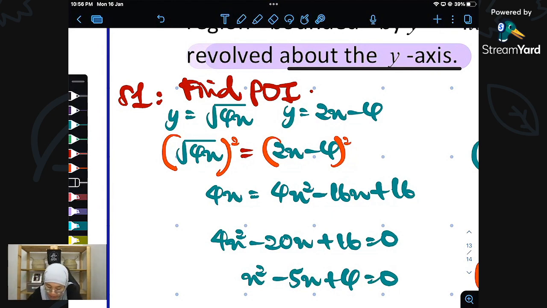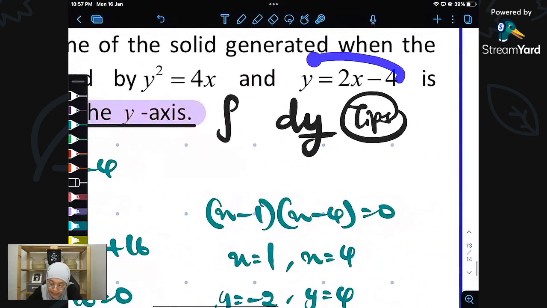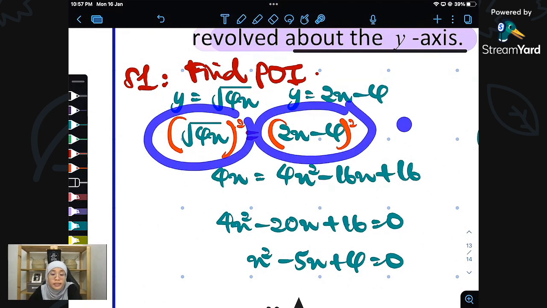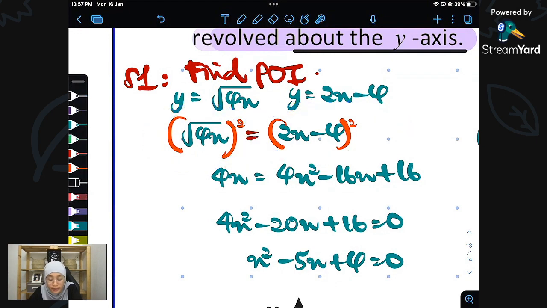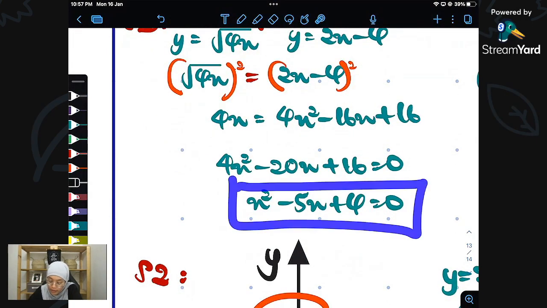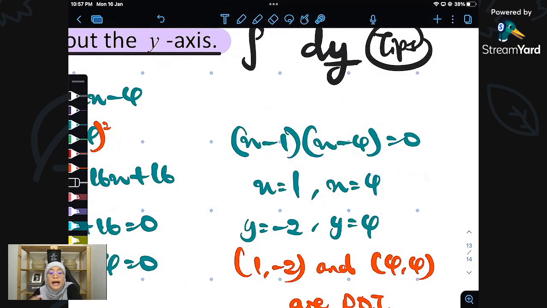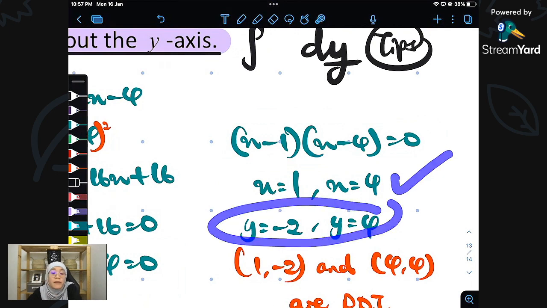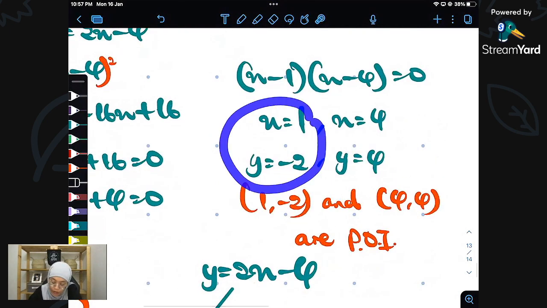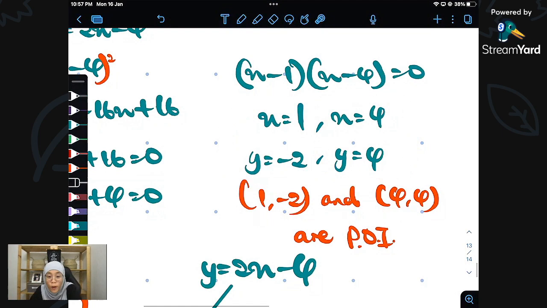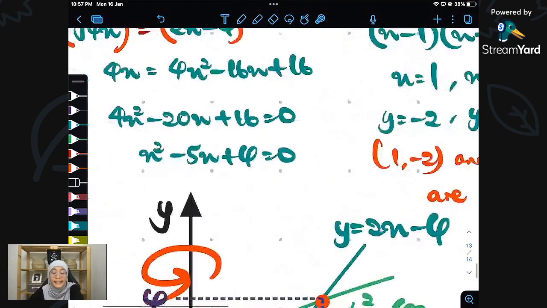And then for the other side, it's a linear line but it's already in y subject, so I just use this. So basically I equate both functions of y, to get everything in terms of x, so that I can factorize it and get the x coordinates. After getting the x coordinates, I can find my y coordinates, and therefore these two will be my points of intersection. So basically we have 2 points of intersection.